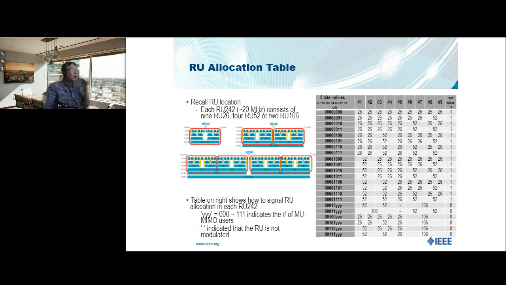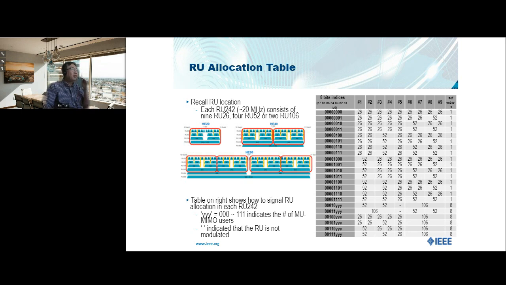So how do you assign these 20 MHz? Try to remember the RU tone plan we drew before, shown in previous slides for different packet formats: 20 MHz, 40 MHz, 80 MHz. Remember this drawing? In each drawing we have these layers: RU26, then RU52, RU106. So in the RU assignment table, each 20 MHz is in fact mapped to this kind of combination of each row and across rows.